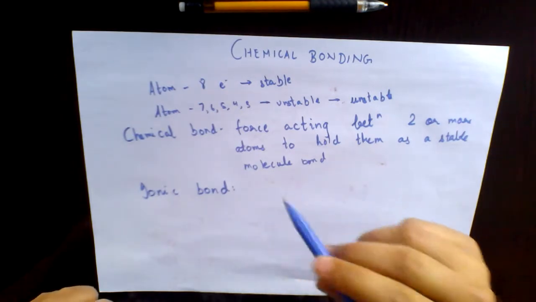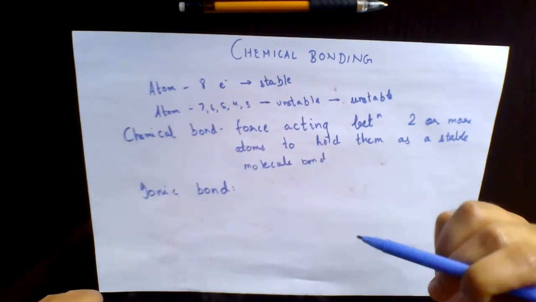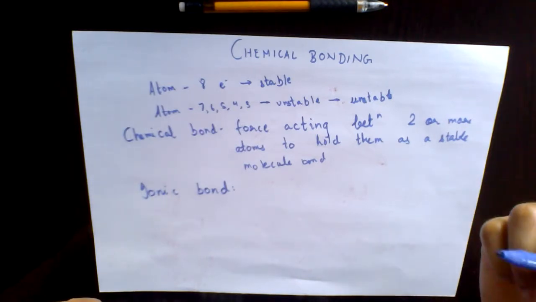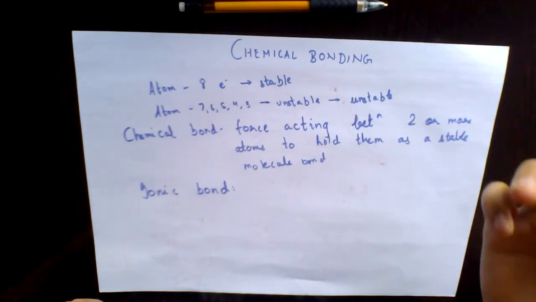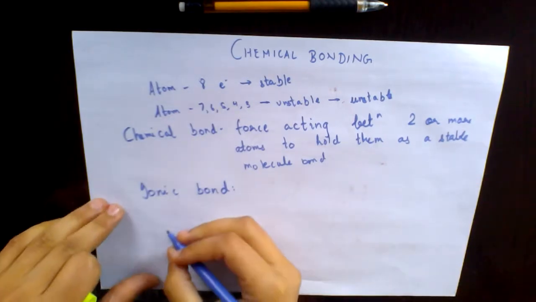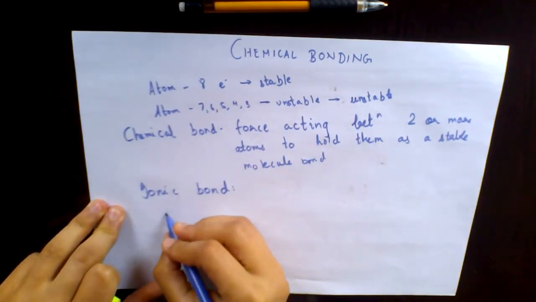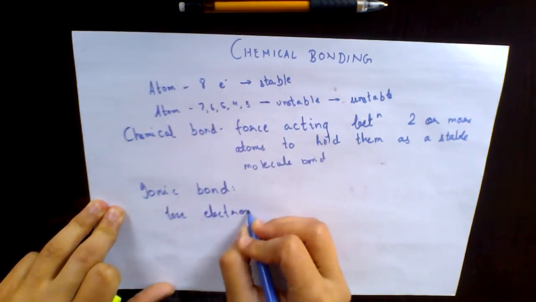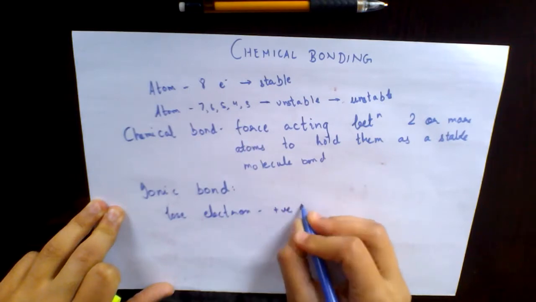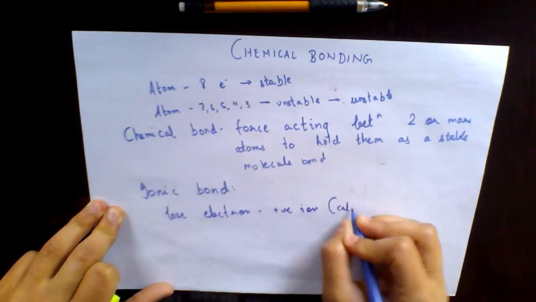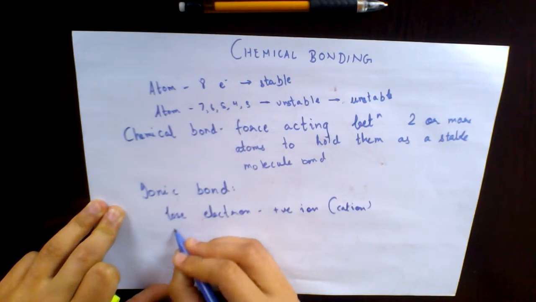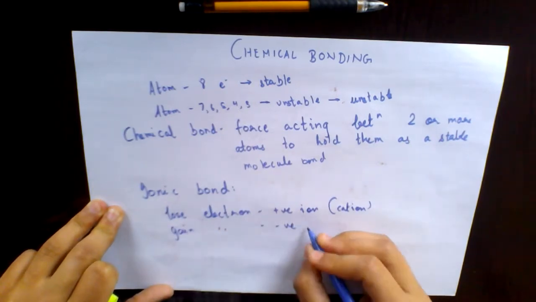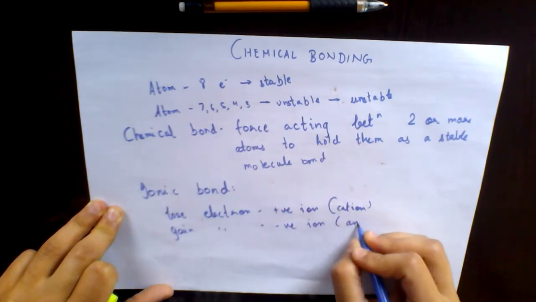I won't be writing much, but you should pay attention to the words I'm speaking. In ionic bonds, the one which loses the electron becomes a positive ion or cation. So, lose electron, positive ion, cation. Gain electron, negative ion, anion.